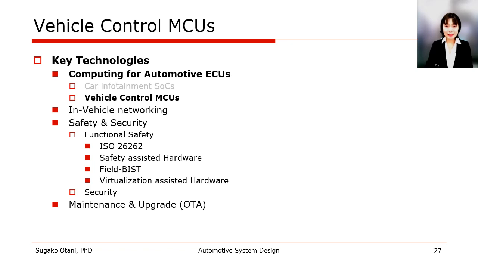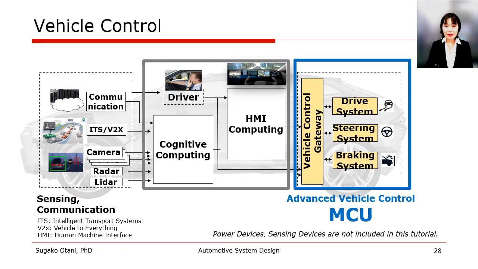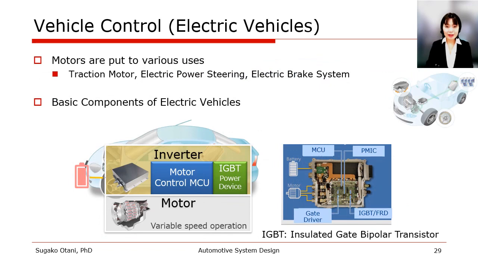Now we will move to vehicle control MCUs. The basic operation functions of automobiles are moving forward and backward, turning and stopping. To realize these functions, motors are put to various uses in autonomous cars, such as in traction motors, electric power steering, and electric brake systems. Motor control is a critical technology. There are also combustion engine vehicles, but I will talk about the popular EV.